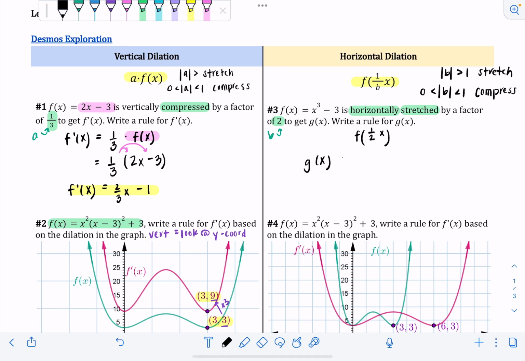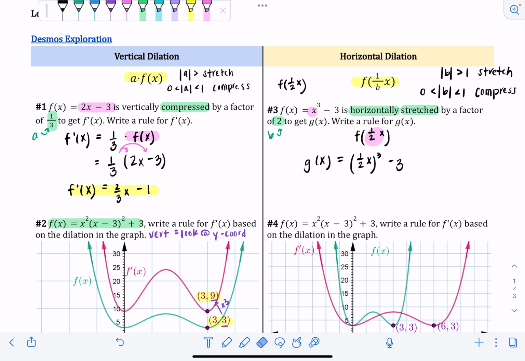But g of x is equal to, if I have a 1/2 x inside the parentheses, that means I have to change my regular x to a 1/2 x. So 1/2 x, and then in parentheses to the third power minus 3. I want to go through that one more time. I'm going to write this like f of 1/2 x right above a little bit. It might help.